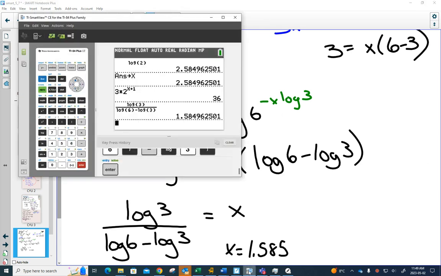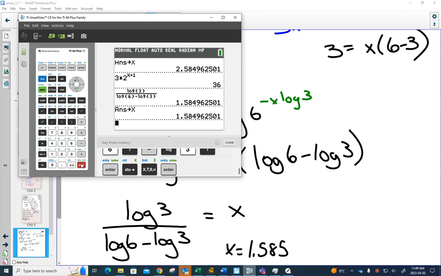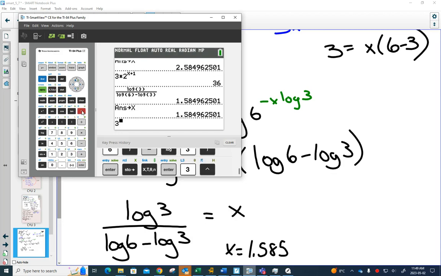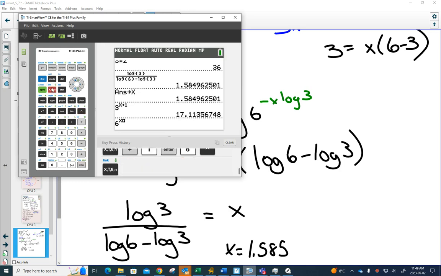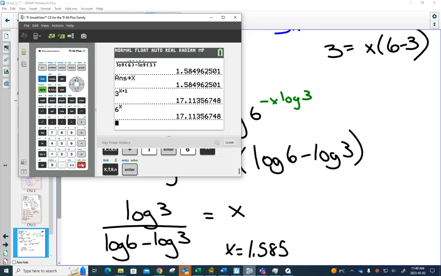And the big check to see if it works. So I can store this as x. My original question, now I had x on both sides, so I can check, well, on one side I had 3 to the x plus 1. On the other side, I had 6 to the x. Now I would need both sides to be the same thing for them to be equal. And when I push enter on 6 to the x, I have 17.11 both times. So it works.